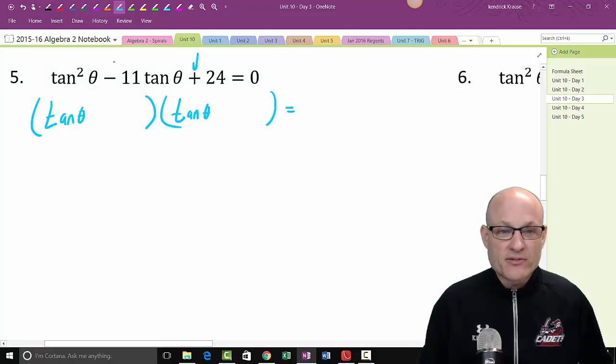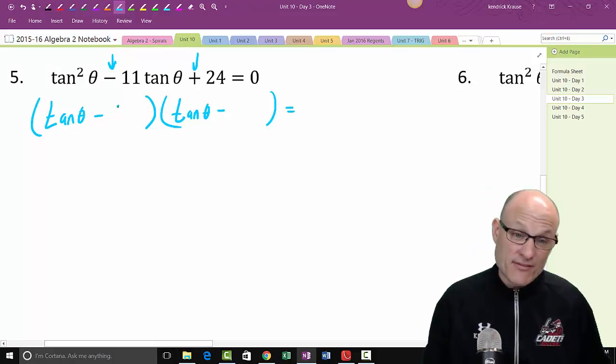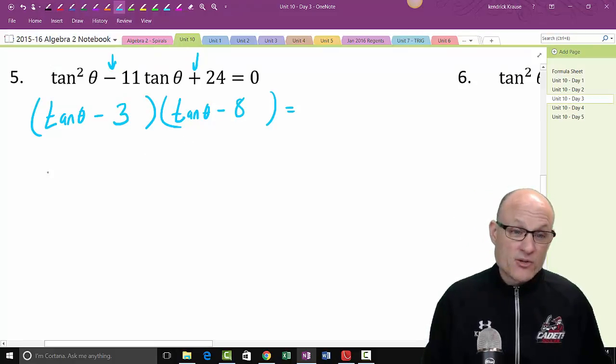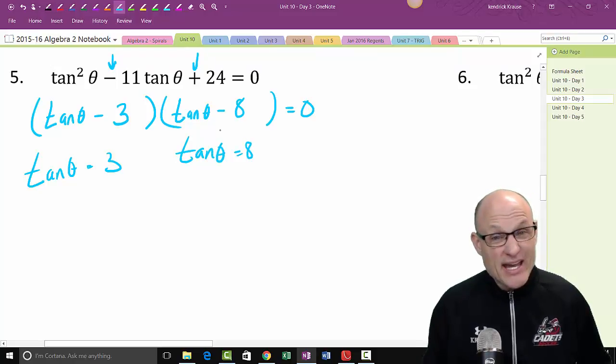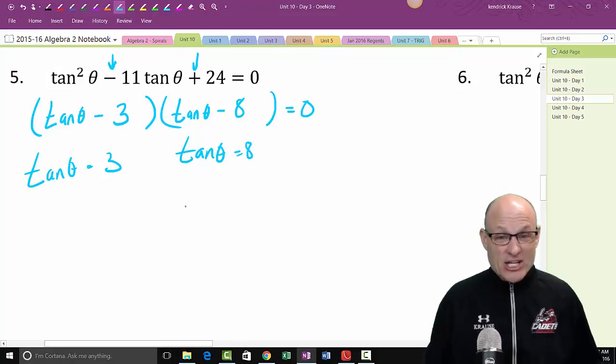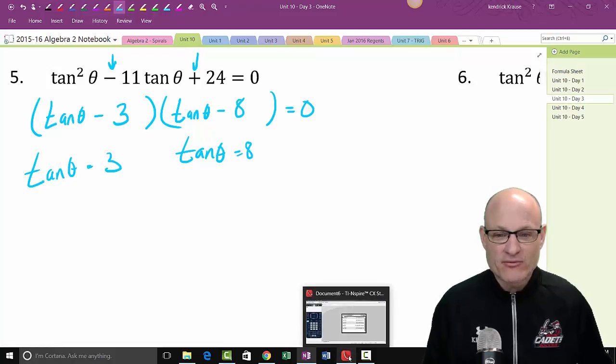Positive, which means the signs are going to be the same. They're both going to be negative. And they have to multiply to 24 and add up to 11. We'll go 3 and 8. So I end up with tangent theta equals 3 or tangent theta equals 8. And that's okay. Tangent can equal as high as you want to go. Remember, the range for tangent is negative and positive infinity.